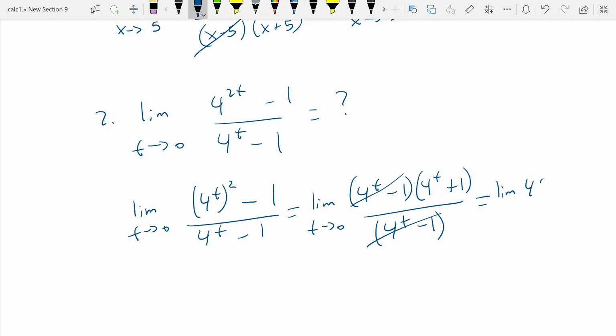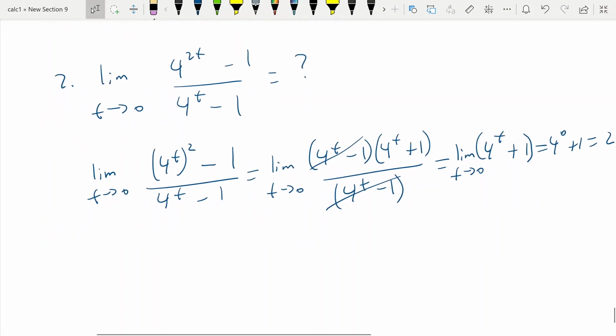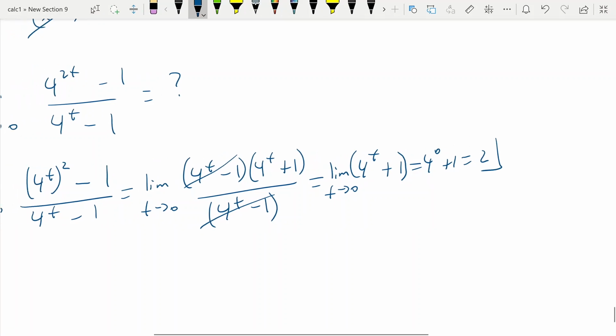And now we can use substitution, because 4 to the t is continuous. It's in our list of functions that are continuous in their domain, and the domain is the whole real line. So we may use substitution here, and we're going to get 4 to the 0, plugging in 0, plus 1, which is just 1 plus 1, and this is just equal to 2. 4 to the 0 is 1, so 1 plus 1 is 2. So that gives us that limit.